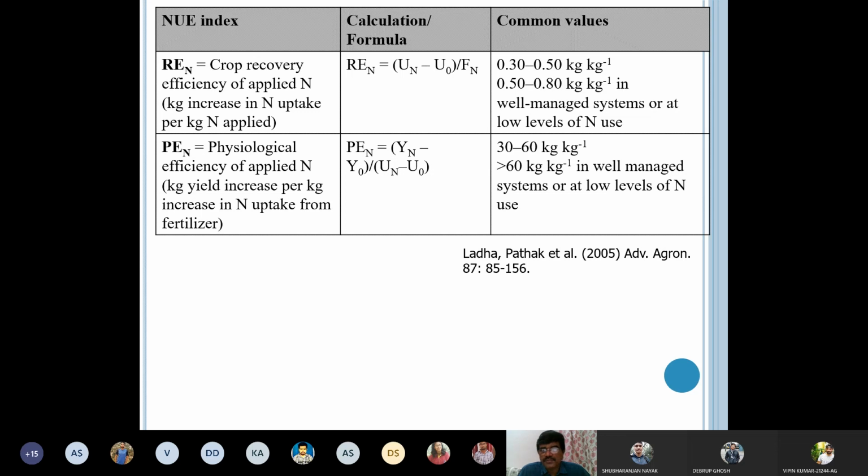Particularly recovery efficiency is used by many people, and normally we get it by the difference method. That means we see how much nitrogen is removed in the treated plot where we applied fertilizer, minus uptake of nitrogen or nutrient from the control plot. But that is not very scientific. People call it apparent nitrogen recovery. Instead of recovery efficiency, it is better to call it apparent nitrogen recovery. To know the exact amount of nitrogen removed, scientists use isotopes. Nitrogen isotopes are used to exactly calculate the recovery efficiency of a nutrient.